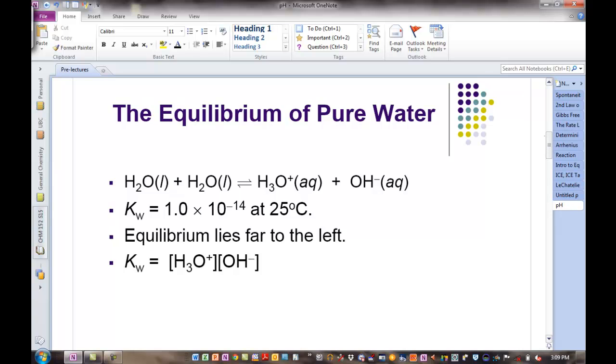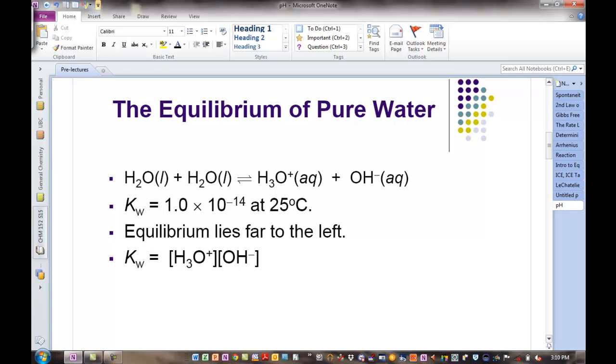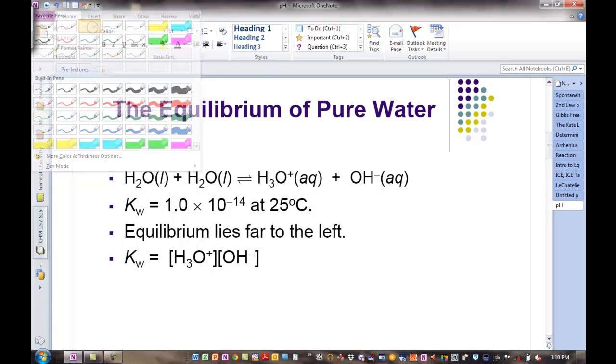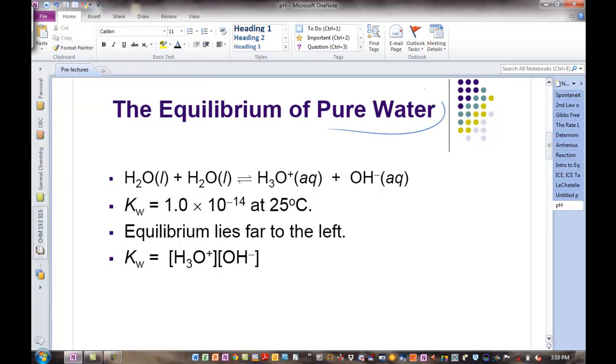So where do we get pH from? You probably know it's a measure of the acidity or basicity of a solution, but where does the whole pH scale come from? It comes from the equilibrium of water, because all the reactions we're going to look at are going to be aqueous. So your solvent is water.